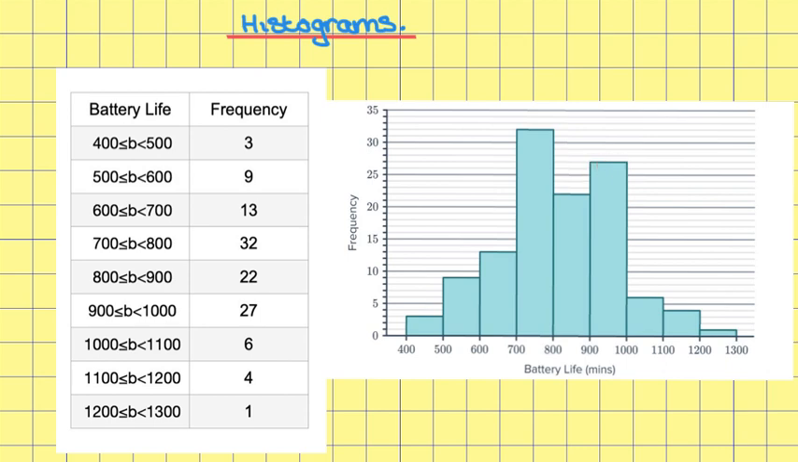If you go back to the frequency table, it's grouped data, and as you notice, the lower bound here is the upper bound of the previous. So 500 is included here and not here.